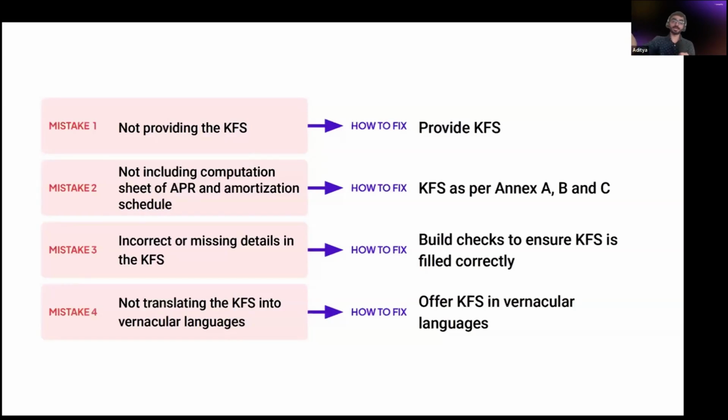Mistake one, failure to provide KFS: build and ensure a KFS flow. Mistake two, failure to explain interest rate. You can solve this by ensuring computation sheet of APR and amortization schedule are provided and part of the acknowledgement the borrower gives. Mistake three, failure to fully populate the KFS. Here, ensure a system of checks that ensures mandatory fields are filled in or the process cannot proceed. And mistake four, failure to offer KFS in vernacular. Here, ensure the KFS is in vernacular. And in case of a digital KFS flow, ensure the interface is also in a vernacular.